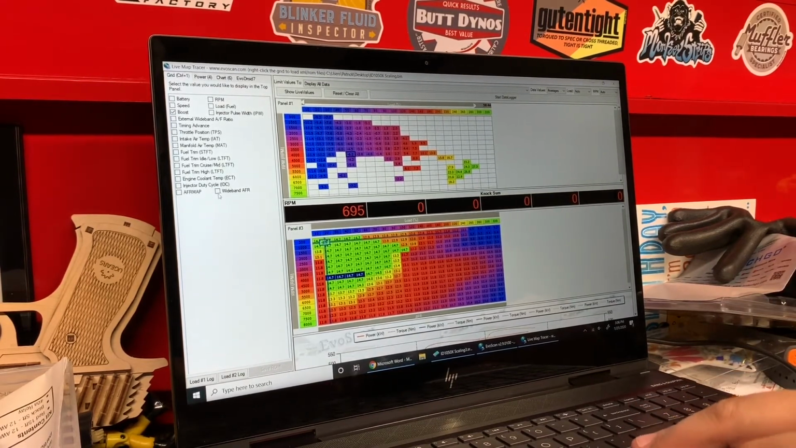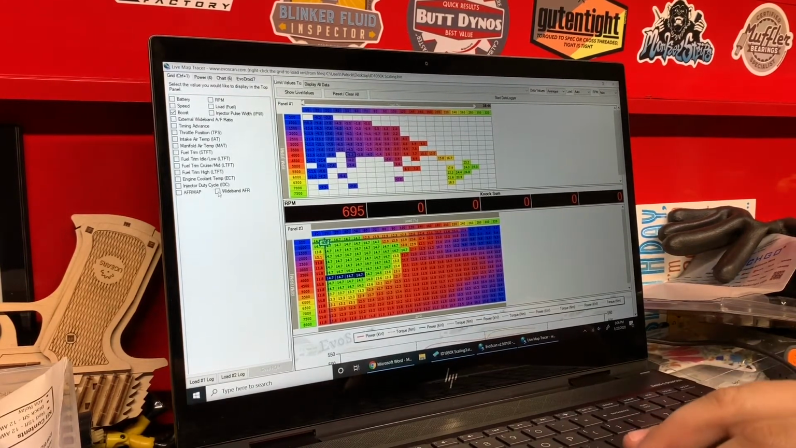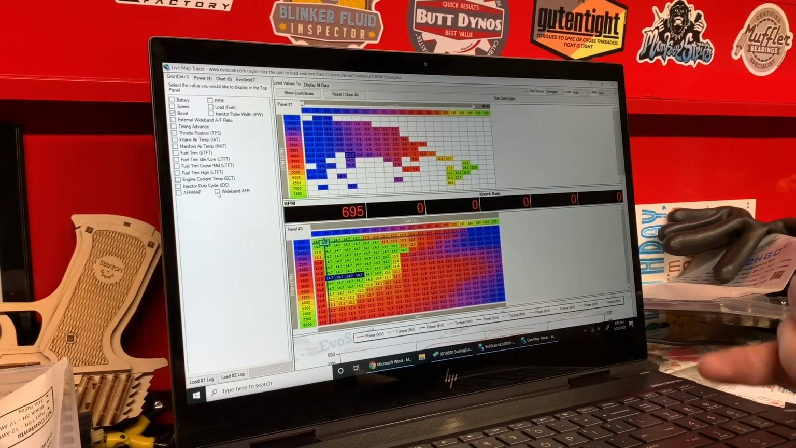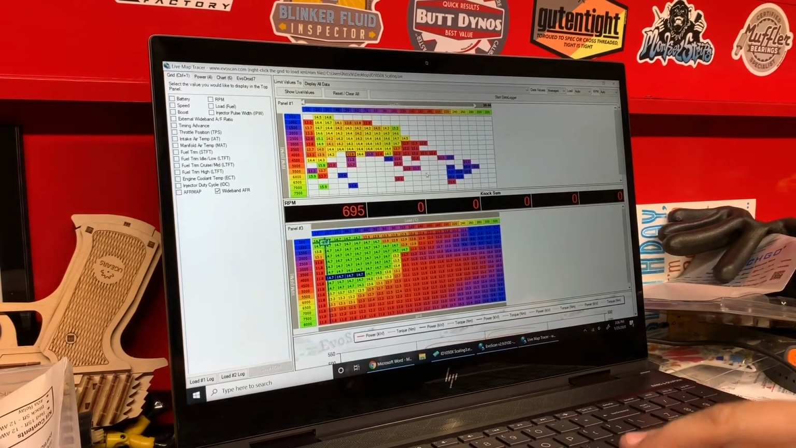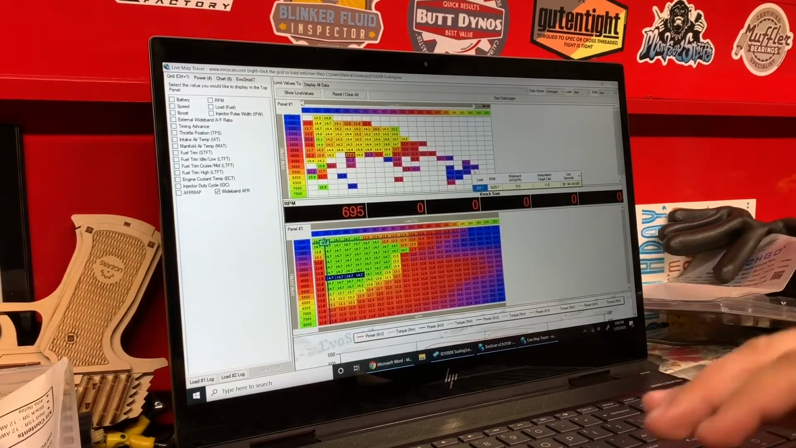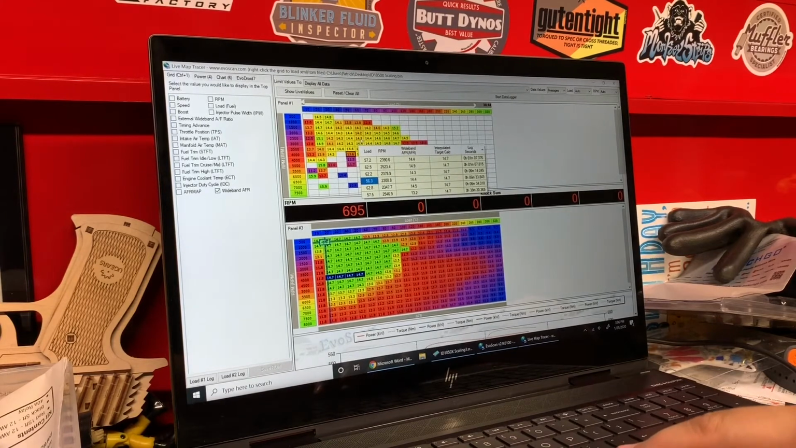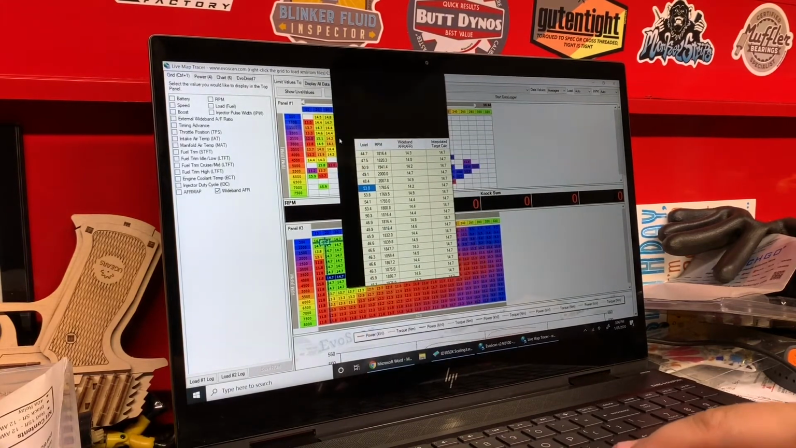But I have also logged my wideband, which I have input through the rear O2 port on the car. So I scaled my analog output on my wideband 0 to 5 volts to output on the rear O2 sensor, and then I log it over the Tactrix cable. And you can see here, I've got pretty much my cruise AFRs are right.